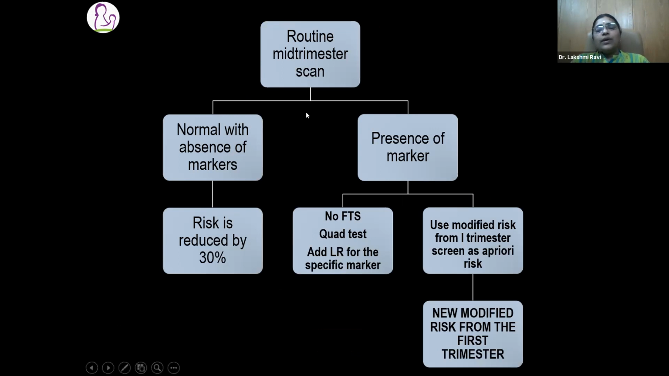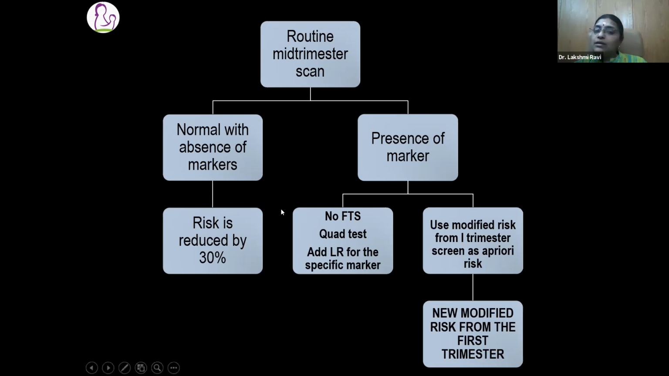So now, coming to the last few slides. You're doing a routine mid-trimester scan. If the mid-trimester scan is normal and you have no markers at all, the aneuploidy risk is reduced by 30%. But if there is a presence of a marker, say for example, you do a mid-trimester anomaly scan and there is an unossified nasal bone, so what are you going to do?